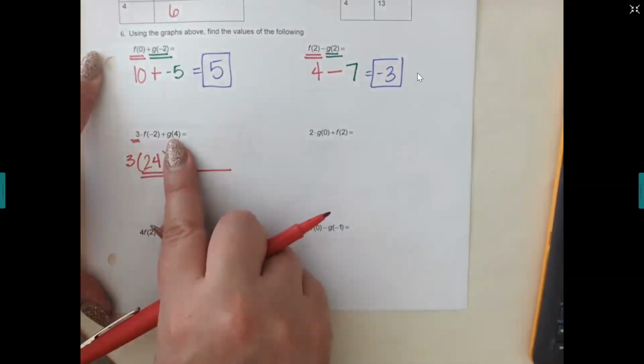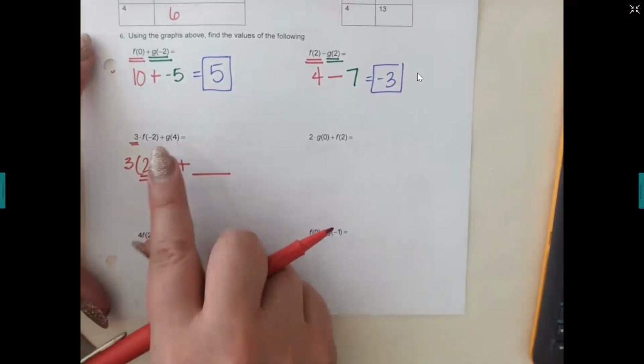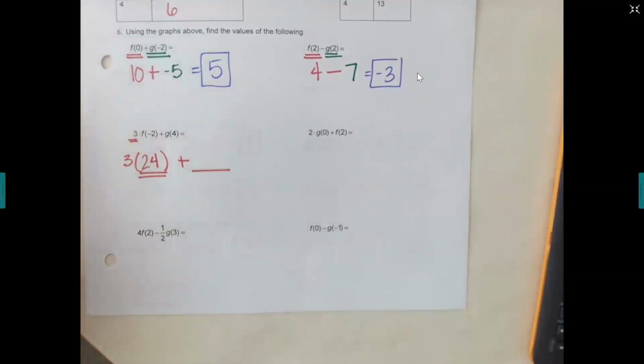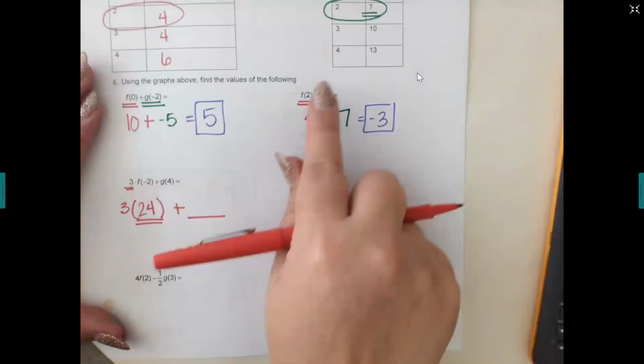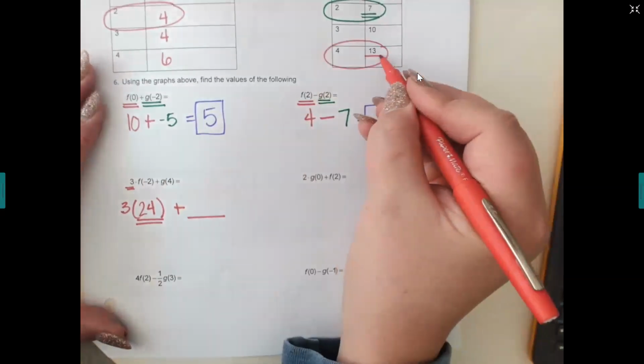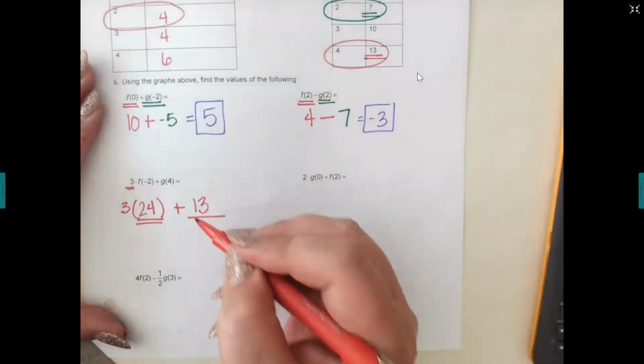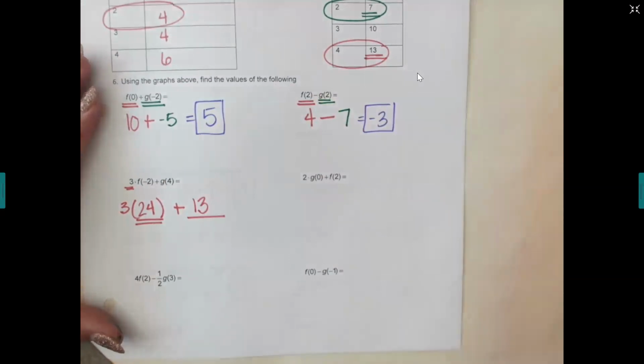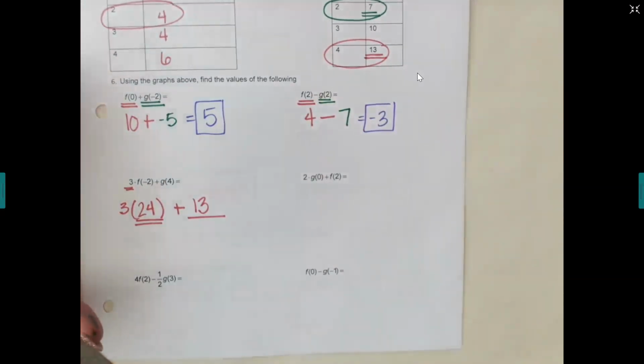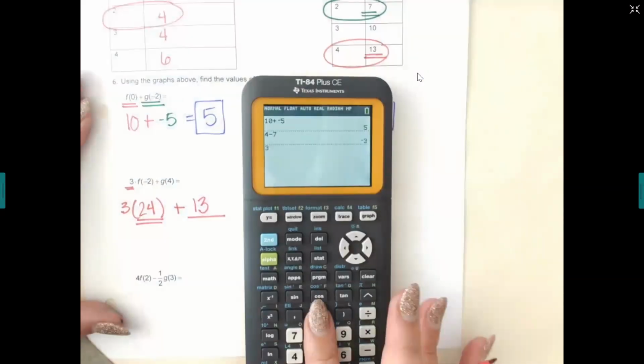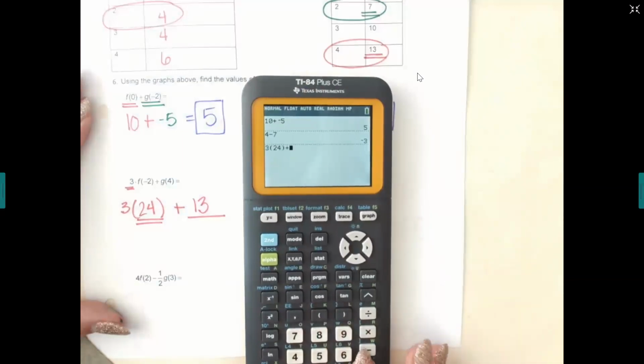And then G of 4, you're looking then at the second chart. Okay, remember F is the first one, G is the second one. So then G of 4 is going to be 13. And then you're going to take that, put it into the calculator to get your final answer. So 3(24) plus 13 gives me 85.